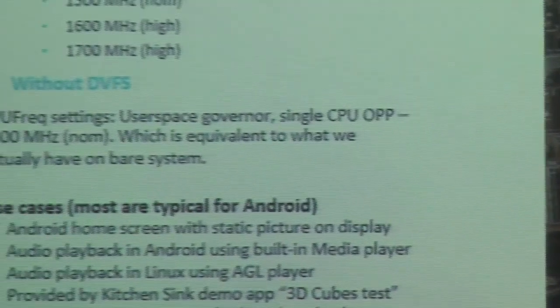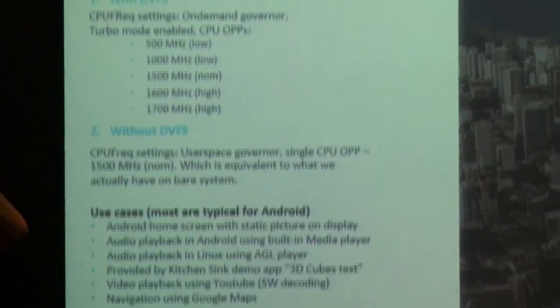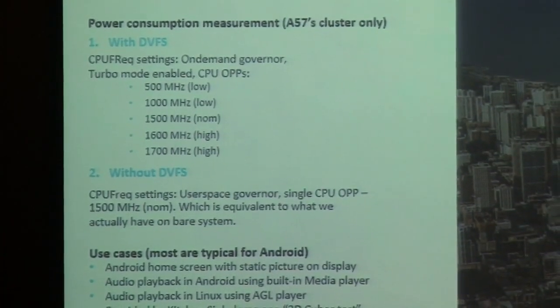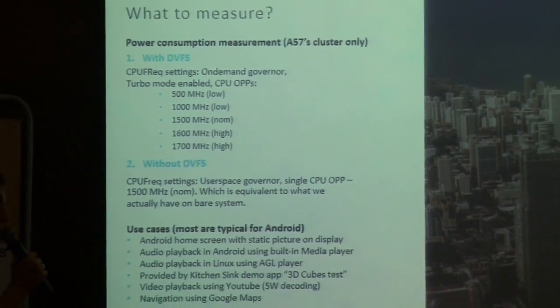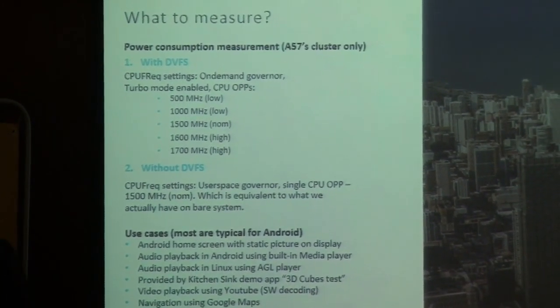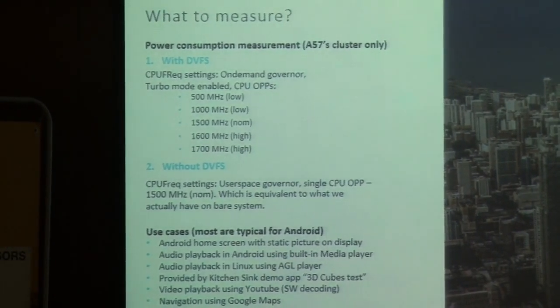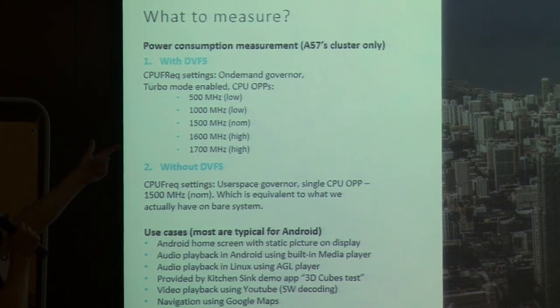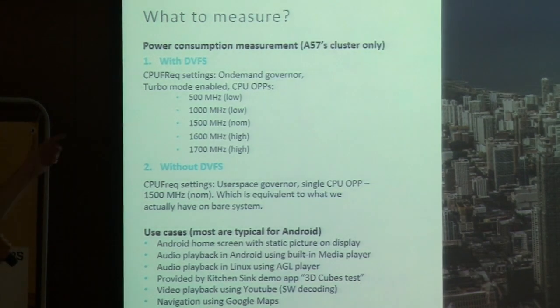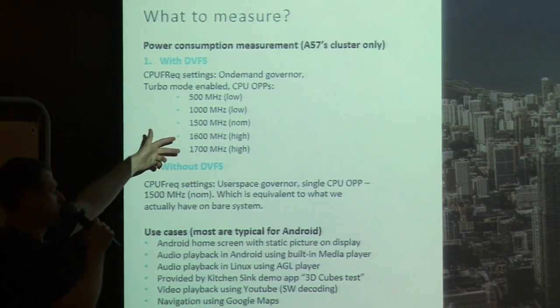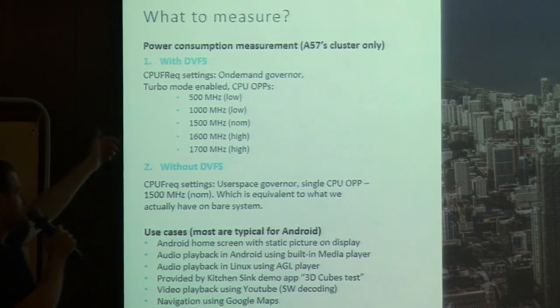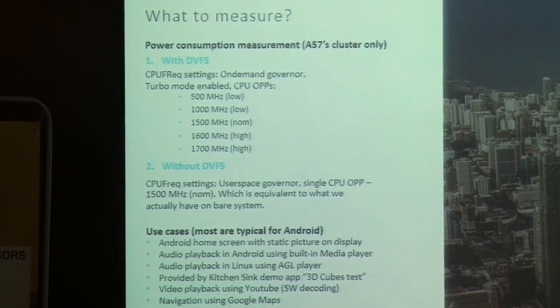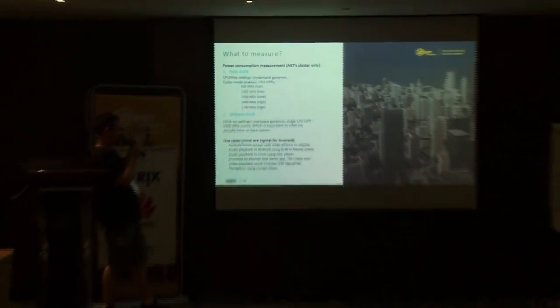So what to measure? I did a power consumption measurement for the A57 cluster only. I measured power consumption in 2 modes: with DVFS and without DVFS. With DVFS, the CPUFreq setting is the on-demand governor, so the frequency is changed in runtime. There are 5 OPPs, the last 2 OPPs are turbo OPPs, and turbo mode is enabled for the CPUFreq to be able to set any frequencies in runtime.